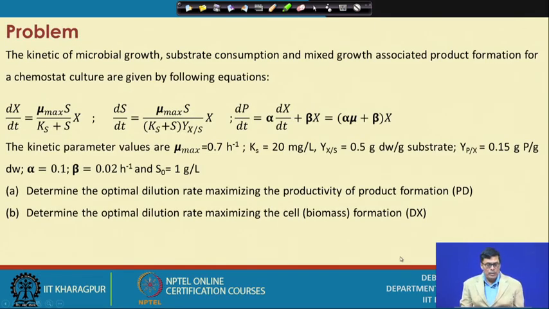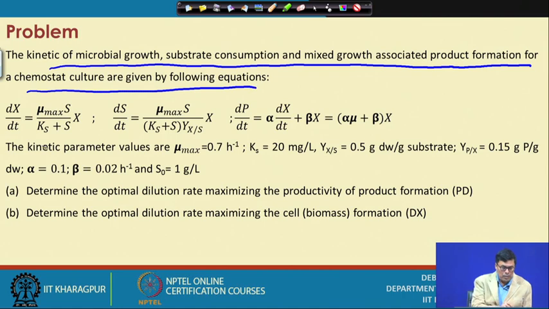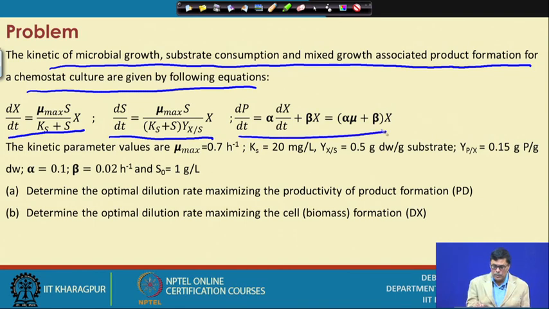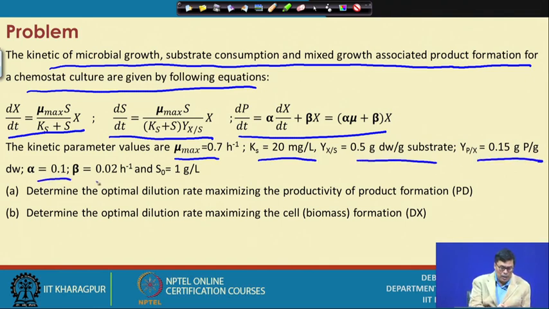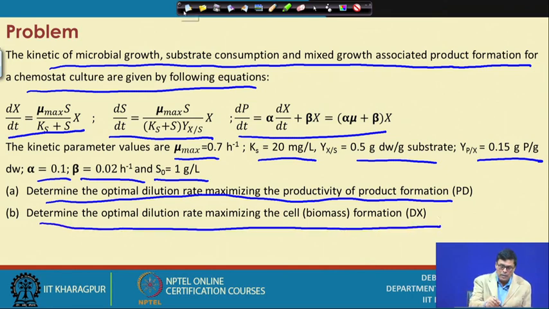Now, last problem, as I told you, this is with respect to the Luedeking-Piret model. The kinetics of microbial growth and substrate and mixed growth associated product formation in the chemostat. We know the rate of cell mass formation, rate of substrate degradation, rate of product formation with respect to the Luedeking-Piret model, and these are the different data given in this problem: alpha value, beta value, S0 value, everything is given. Determine the optimum dilution rate for maximizing the product formation and for maximizing the cell mass formation.